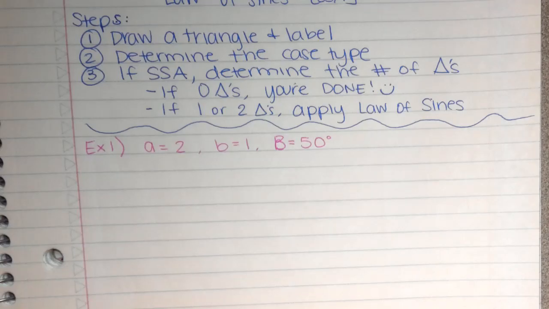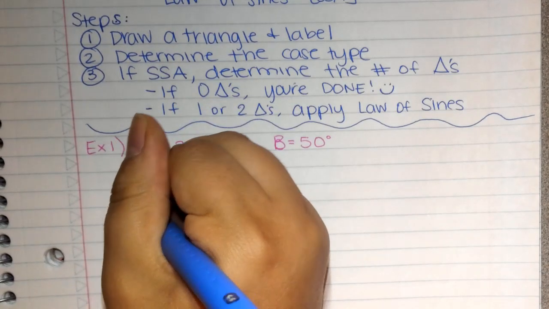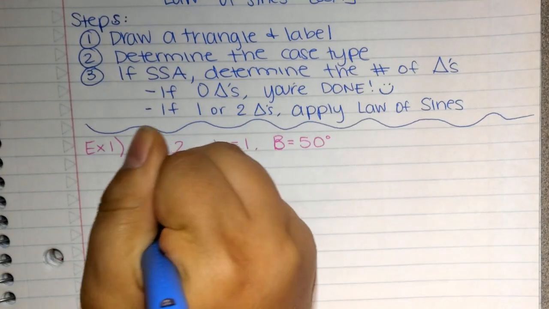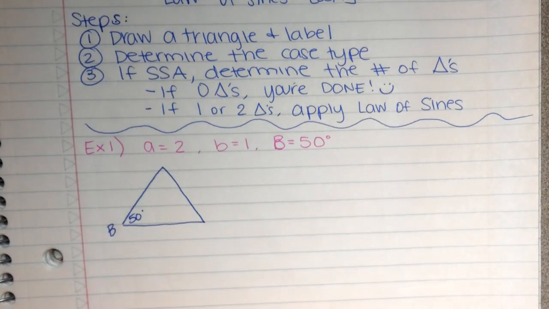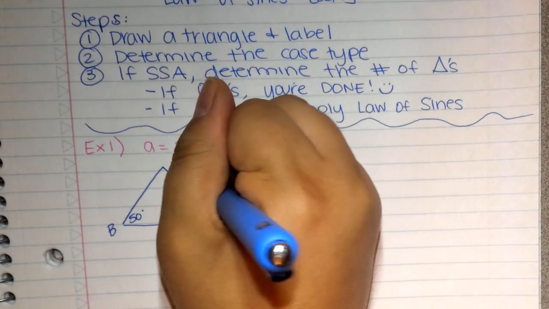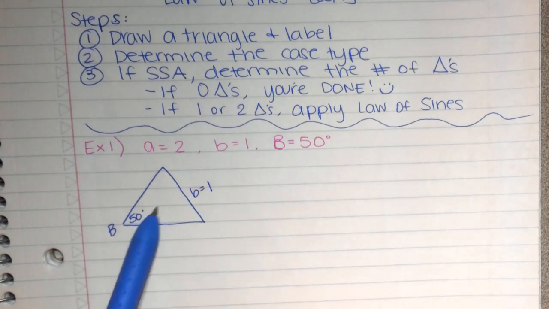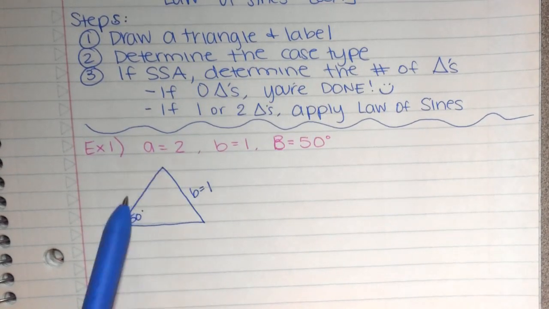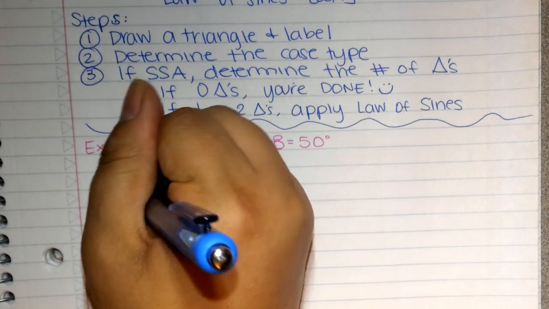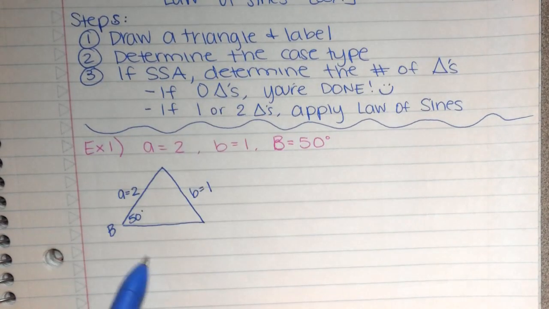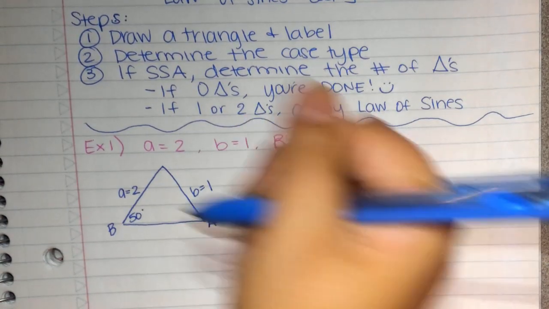Okay, what do I do first? Sketch it. And because I only have one angle, I'm going to draw that angle right here on the bottom left. And that opposite side goes across. And this other one I'm going to do on the left side here. Again, you could put A on the bottom if you wanted. That's up to you.